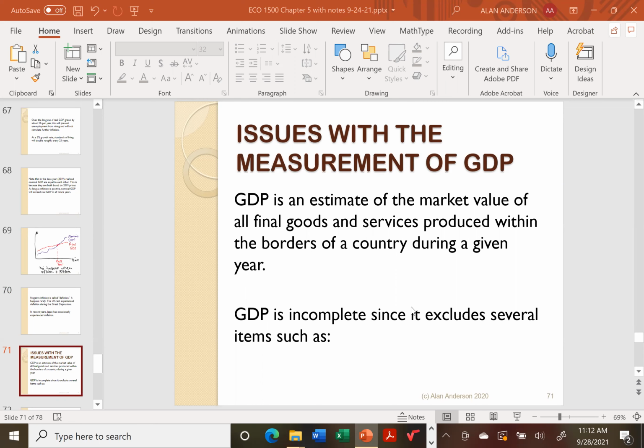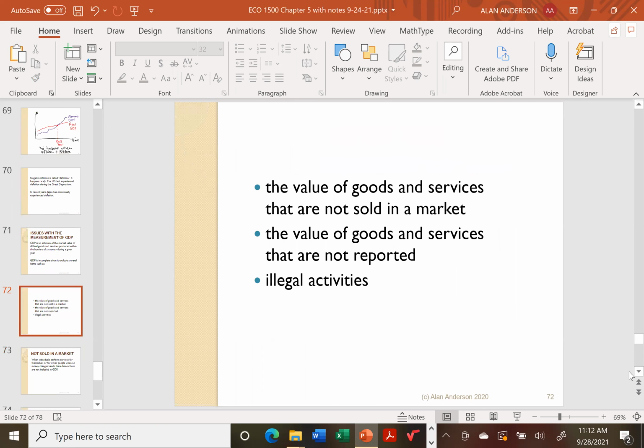Number one, it doesn't include everything. What is it missing? The values of goods and services that are not sold in a market, the values of goods and services that are not reported, meaning to the IRS, and illegal activities. Nobody finds out about these, and so therefore they're not counted.